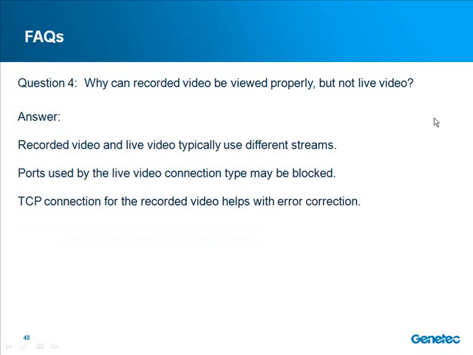Question number 4: why can recorded video be viewed properly, but not the live stream? The recorded video and live video typically use different stream types, so it's possible that the stream being used for the recorded video is not restricted, but the ports used for the live video stream connection are blocked. Since the recorded video is also using a TCP connection, it will try to retrieve and reorder any lost packets, which is why you may be seeing artifacts or other problems in the live stream, but not in the recorded video.